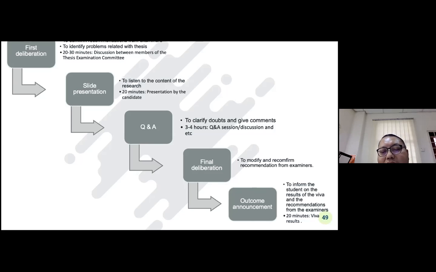After the Q&A, we will ask the student to leave the room for the final deliberation. At this stage is where the verdict comes. We decide based on the discussion. So maybe our final deliberation will be different from the first deliberation. As I mentioned earlier, it depends on your slide presentation and your Q&A. Normally these two parts play a big role when we come to the recommendation. After we have made the decision, again we call the supervisor and the student, and we give the verdict. We explain what things need to be improved in the thesis and so on. So that is the outcome, the announcement.